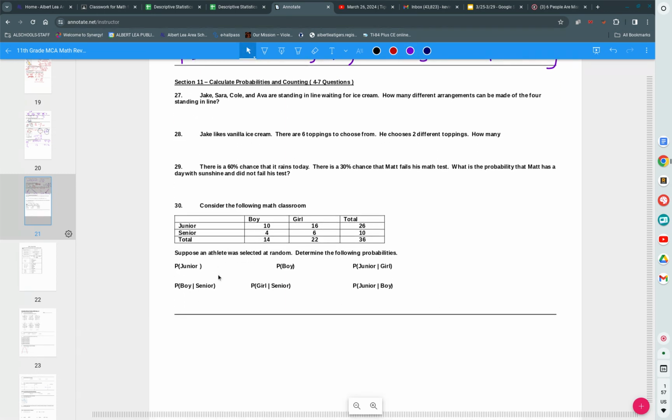And finally, we get to our last part, which is counting and probabilities. Jake, Sarah, Cole, and Ava are standing outside the line waiting for ice cream.